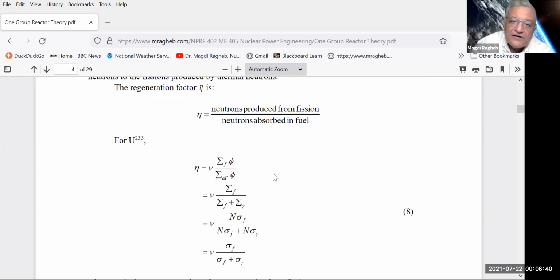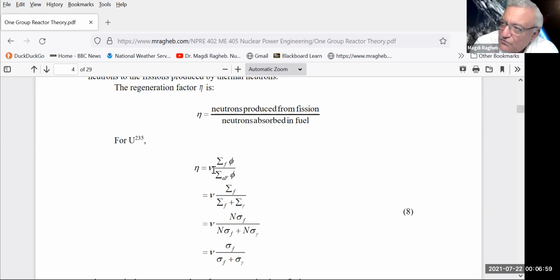The regeneration factor is the number produced from fission divided by the neutrons absorbed in the fuel. We couldn't write that equation when we dealt with the Oklo phenomenon because we hadn't defined the flux yet, and we hadn't defined the macroscopic cross-section. We also introduce here nu, that's the number of neutrons born in fission.